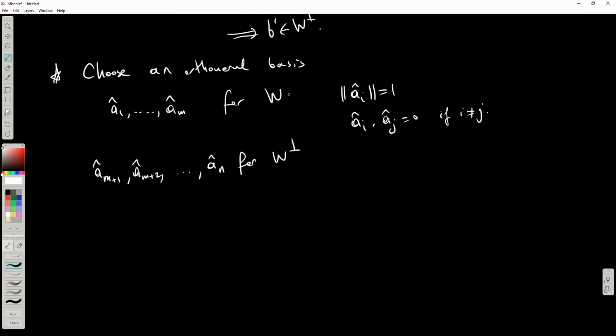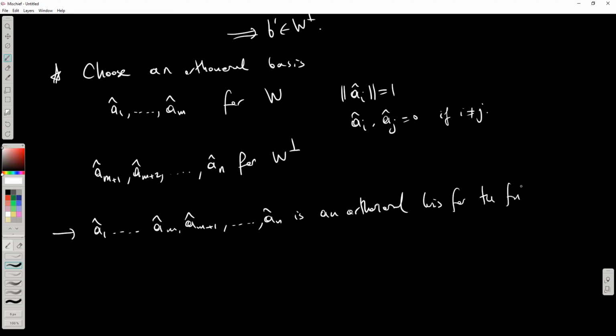But since these two subspaces are perpendicular to each other, these bases are also perpendicular to each other. So this implies that A1 to AM, AM plus 1, and so on to AN is an orthonormal basis for the full space. In any case, this is the one that we are going to use to do the similarity transformation.